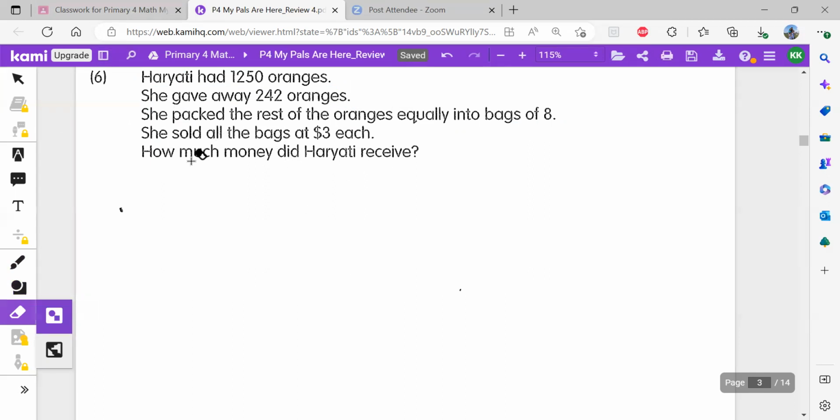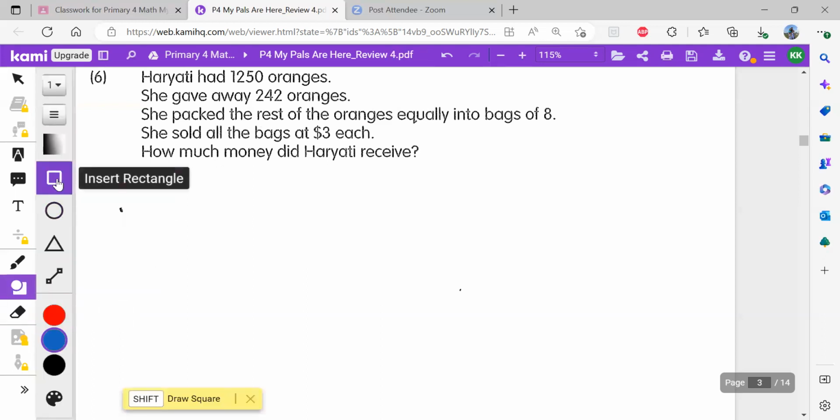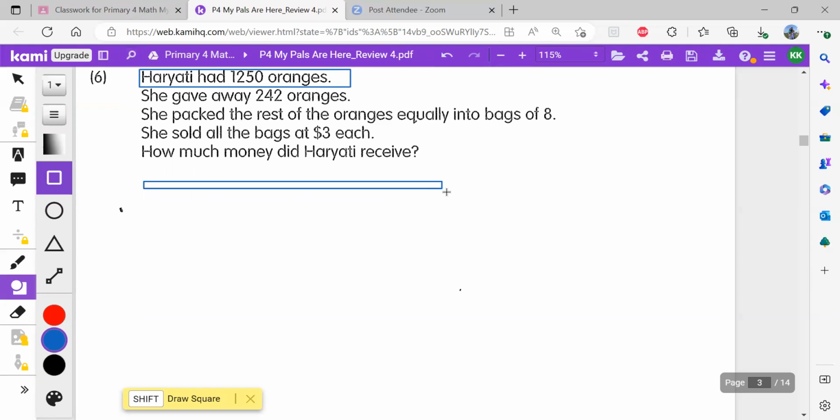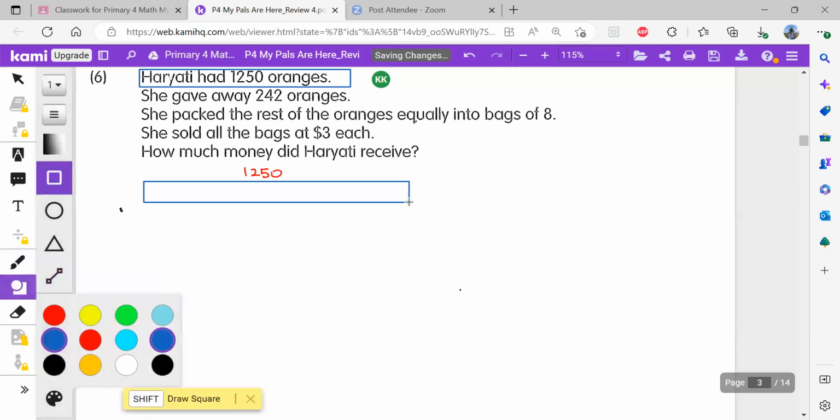Then it will be a little bit difficult to do a comparison model. So let's see what I can do here. I'm going to just try to start from the first sentence. Hayati had 1,250 oranges. Without looking at other sentences, can I draw that? Yes, I can. So 1,250 oranges. I'm just going to draw a rectangle that represents 1,250. That's it.